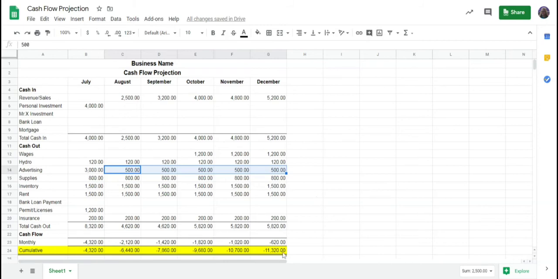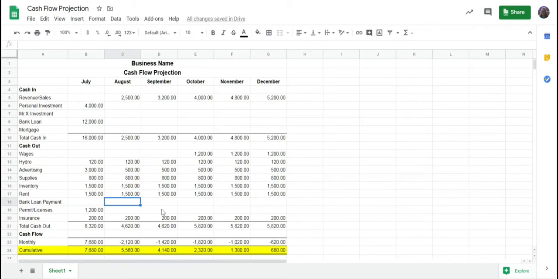Considering the things that I put out, right away, just doing those two things, I'm seeing now it's an 11,000 deficit that I have. So you can really go through and make some considerations. The one thing I do want to note, if you are planning for a loan, so if I'm saying I'm going to go to the bank and get $12,000, you do need to add these bank loan payments.